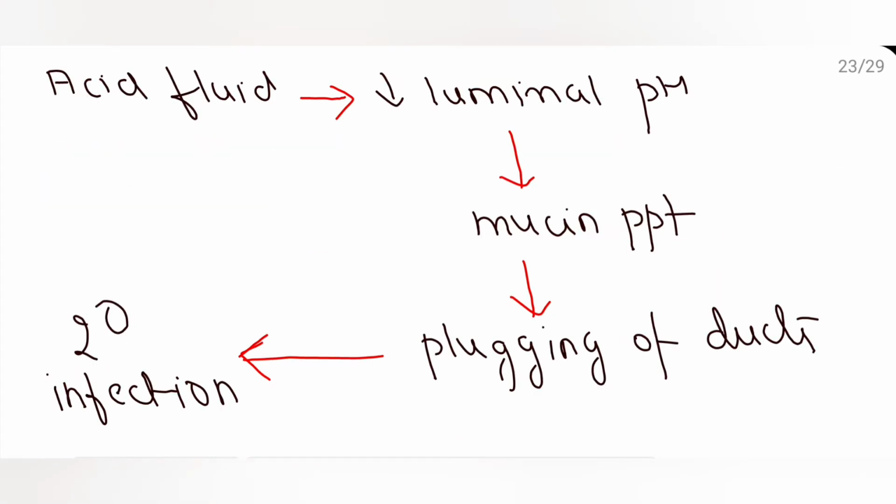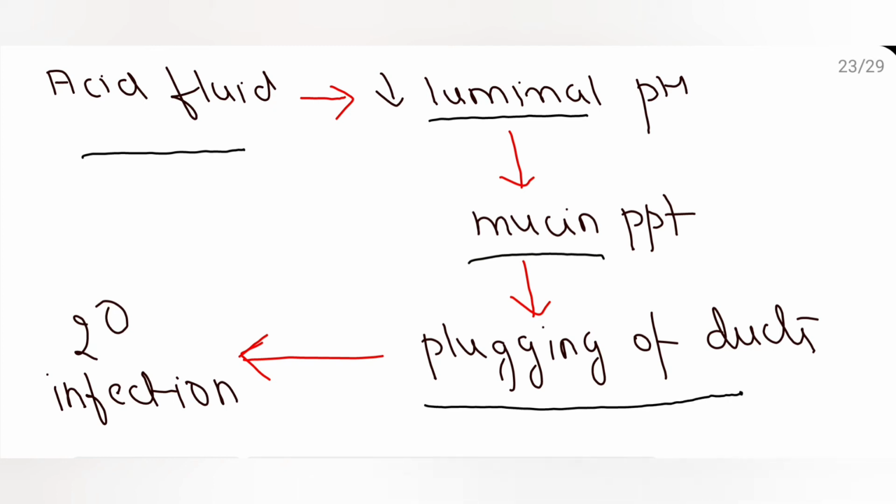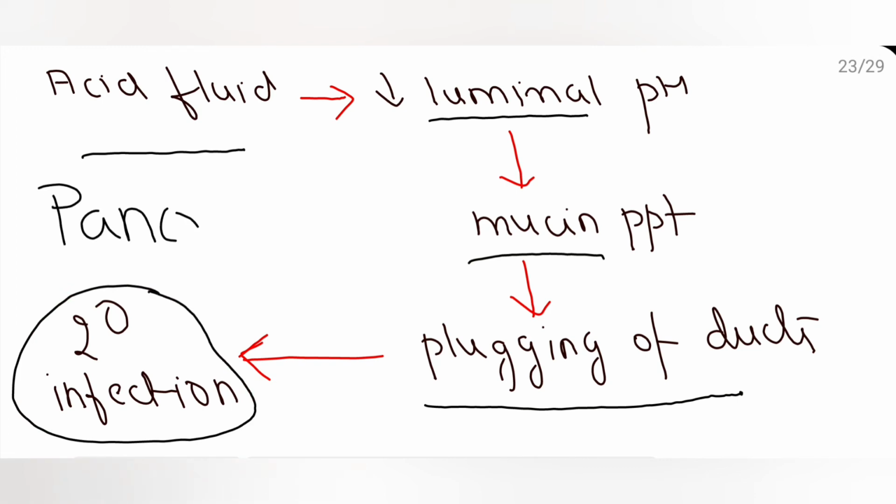This mainly occurs in the pancreas, remember that, okay? In bicarbonate channel mutation, there is acidic fluid, there is decreased luminal pH, so there is precipitation of the mucin. This results in plugging of the ducts, so obstruction of the duct. Later there is secondary infection. This almost always occurs in the pancreas. So this is a characteristic feature of cystic fibrosis involving the pancreas because of bicarbonate channel defect.